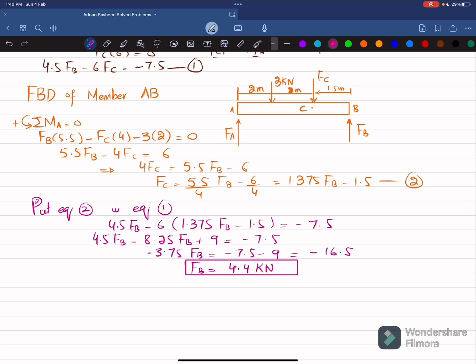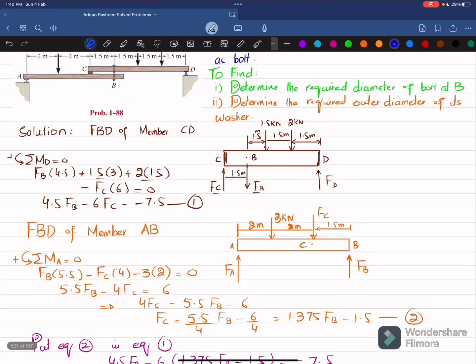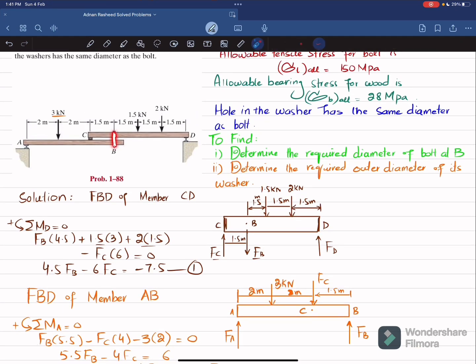Now what we will do is put FB in equation number 2. So you will get FC will be equal to 1.375 times FB, which is 4.4, minus 1.5, and you will get FC will be equal to 4.55 kilonewton. Okay, since we are in need of force in this bolt, so now we will calculate the diameter of this bolt.